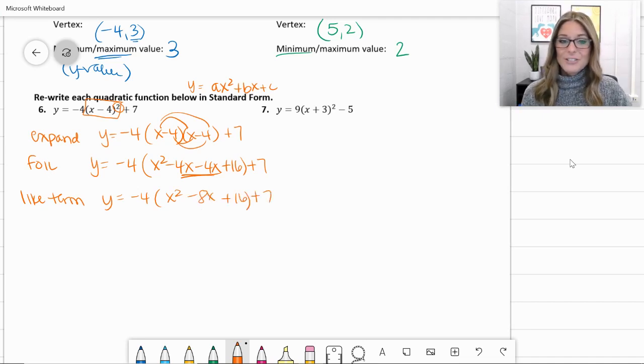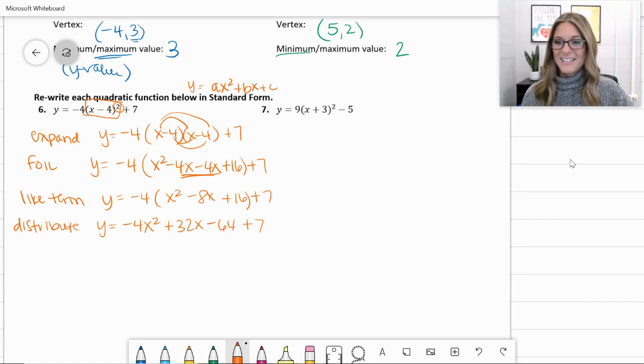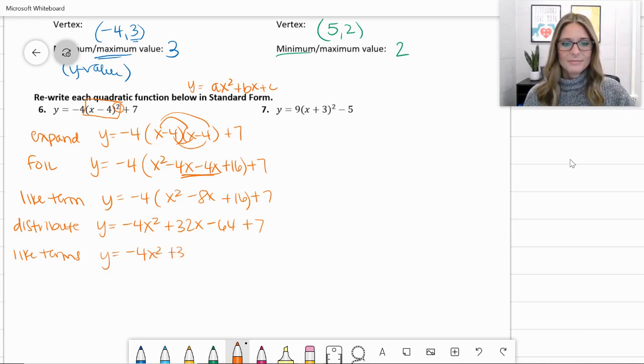Now, don't get ahead of yourself and combine the 16 and 7. Don't do that yet because 16 is still in those parentheses that need to be multiplied with -4. So let's do distributive property. Multiply that -4 across: -4x squared plus 32x minus 64. And then you can have that plus 7 there at the end. Let's combine those like terms, the -64 plus 7 is going to give me -57. And now it's in standard form.